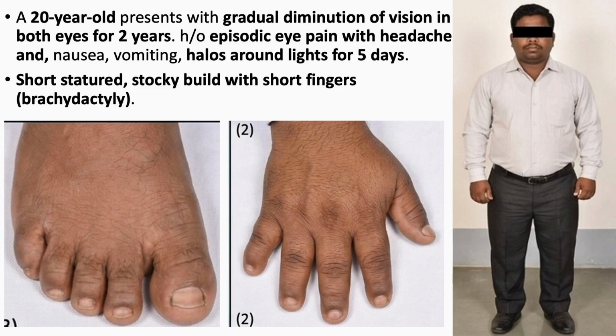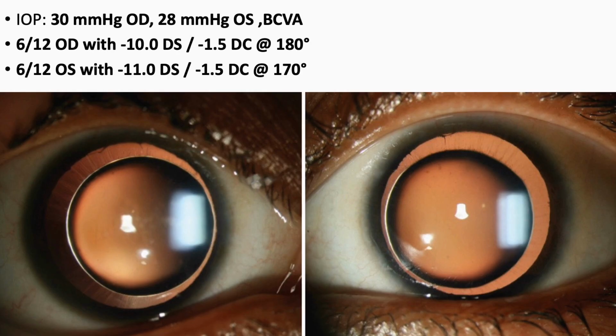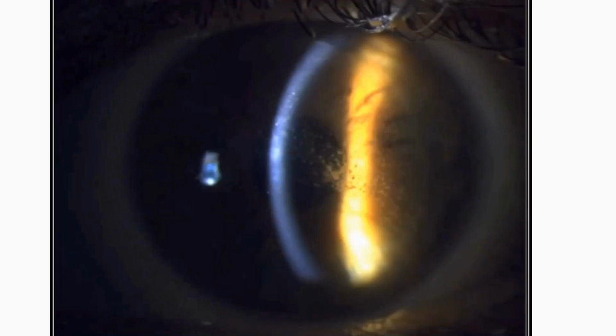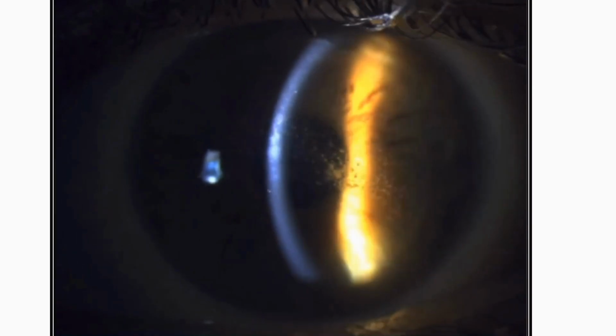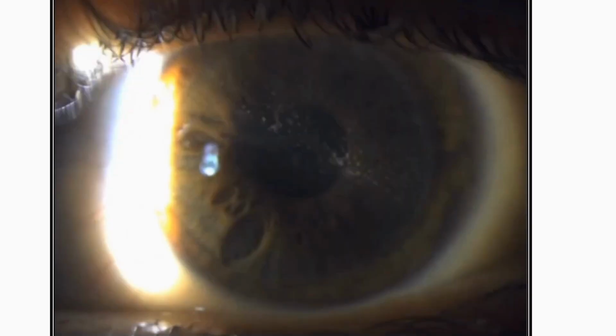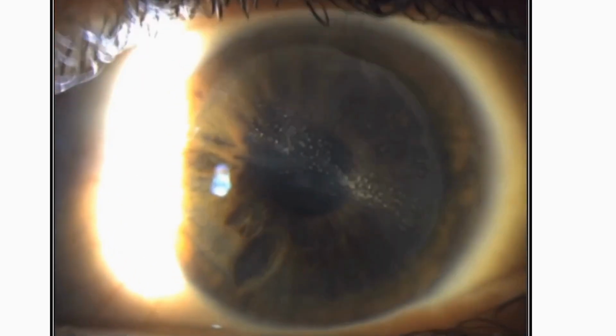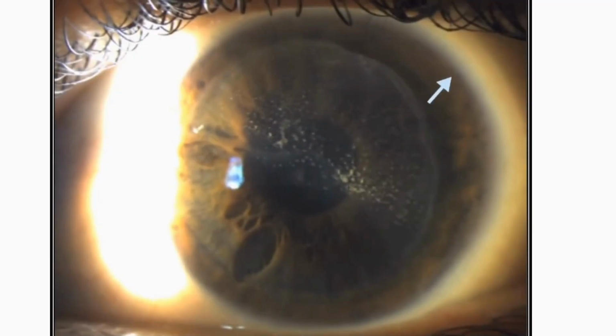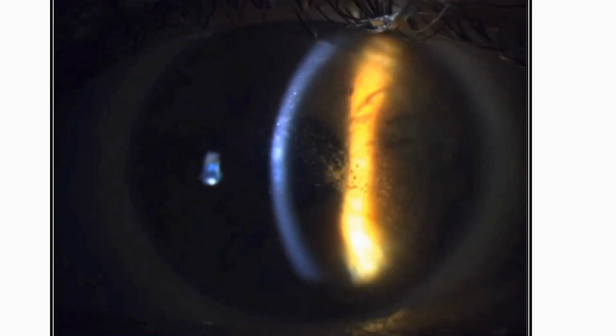Now we are going back to our first case. Let me walk you through the systematic approach for answering this question. First is, what is the method of slit lamp which is used? Now see this. When we are moving the slit lamp tangentially at the limbus, the other side of the limbus gets illuminated, and any opacities in the corneal medium can easily be seen. So this is known as sclerotic scatter.